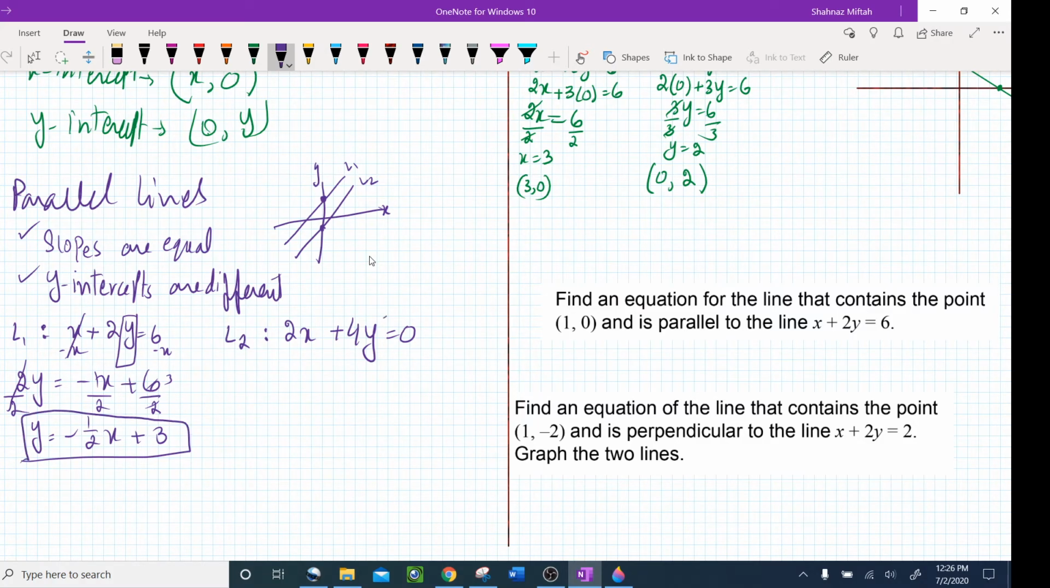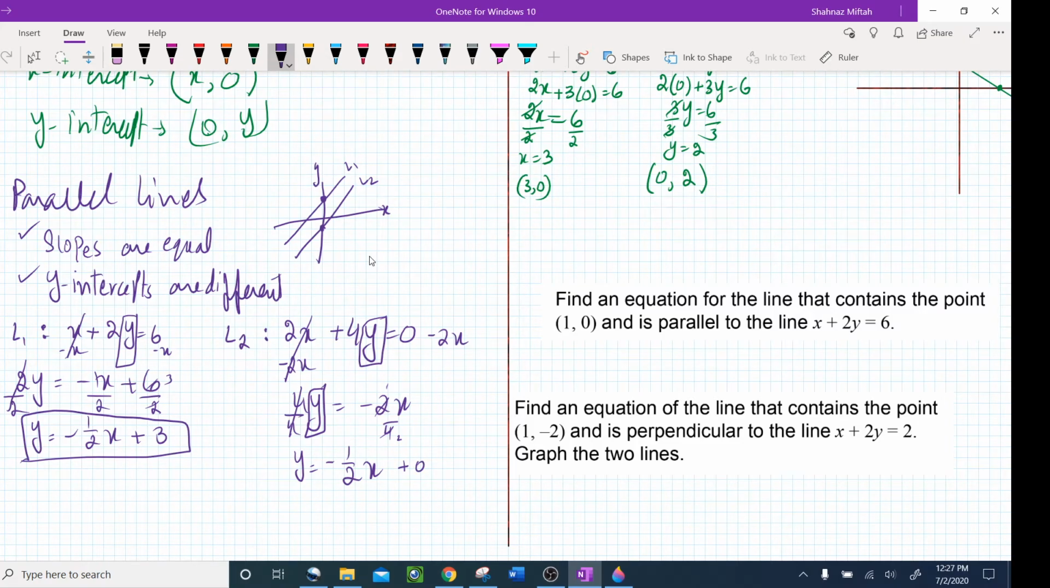Let's do line 2. Again, isolate y, get rid of the 2x first. Cancel. 4y equals negative 2x, the 0 disappeared. Again, isolate y, divide by 4 everywhere. So I got y equals negative half x because I simplified that, right? Do I have a y-intercept? No, I don't. If I don't have a y-intercept, it means it's 0.